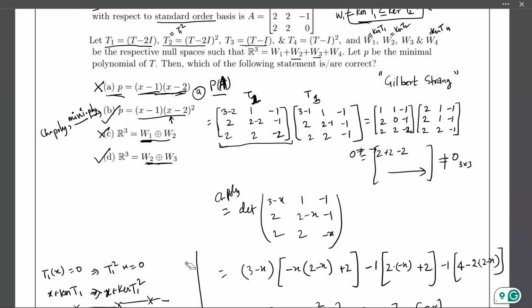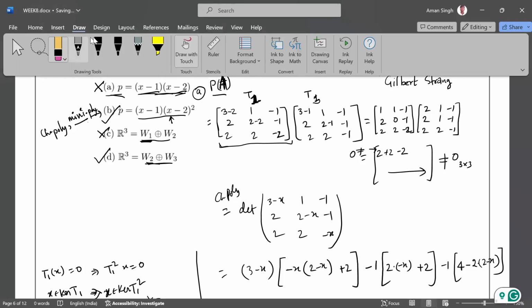But anyway, you understood this B part, right? Sir, not understood, what? Tell me. A is the zero matrices.